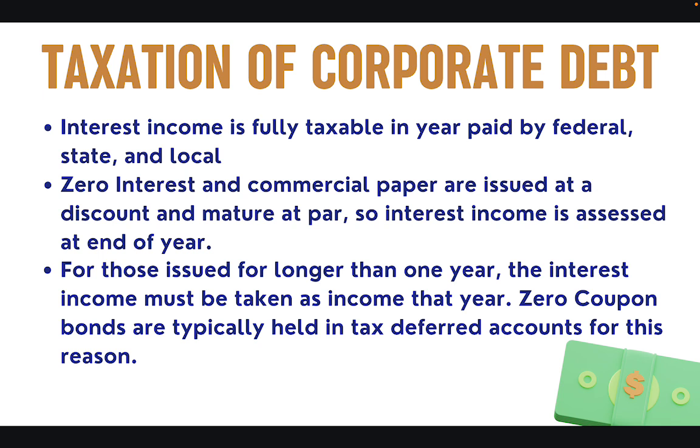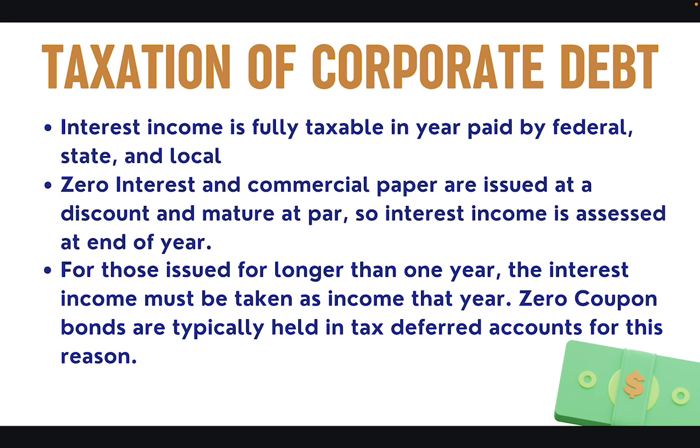Taxation of corporate debt. Okay. The interest income is fully taxable in the year it's paid by the federal, state, and local governments. Now, zero interest coupon bonds and commercial paper are both issued at a discount and they mature at par. So the interest is assessed at the end of the year for those. For those issued for longer than 1 year, the interest income must be taken as income that year, which means that zero coupon bonds are typically held in tax-deferred accounts for this reason, because people don't want to pay tax on money they haven't received.